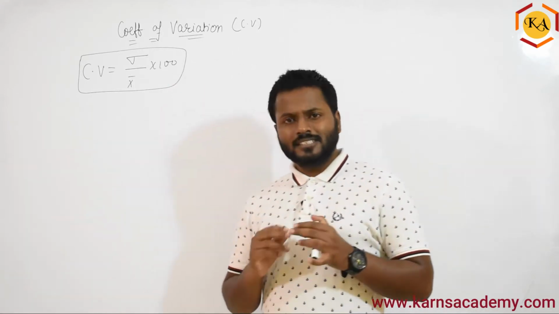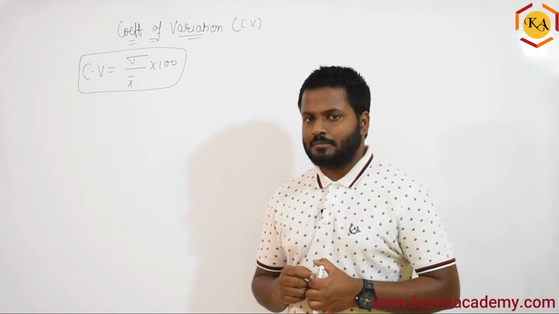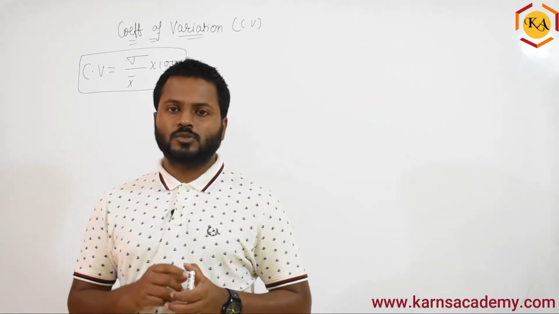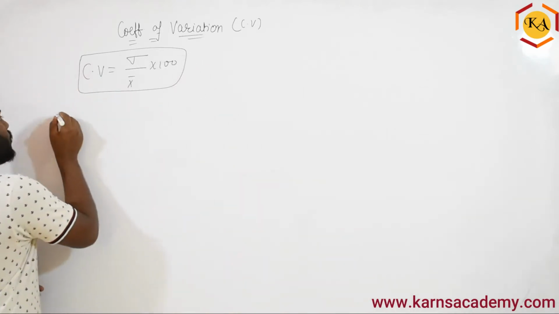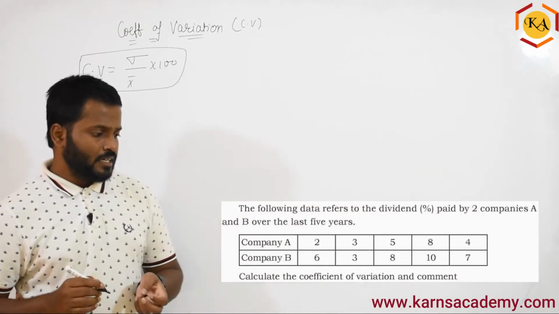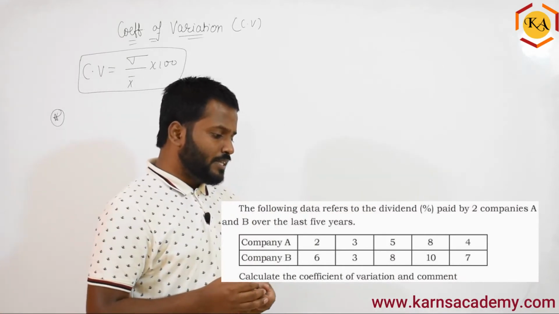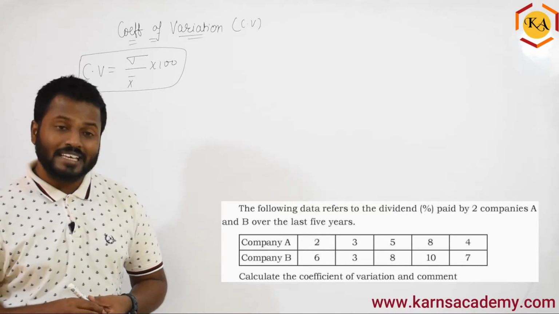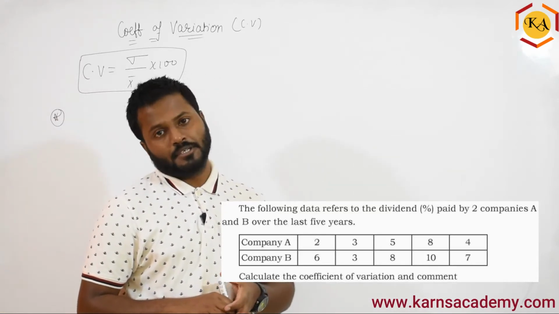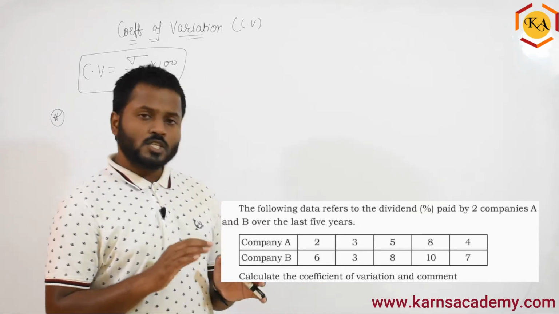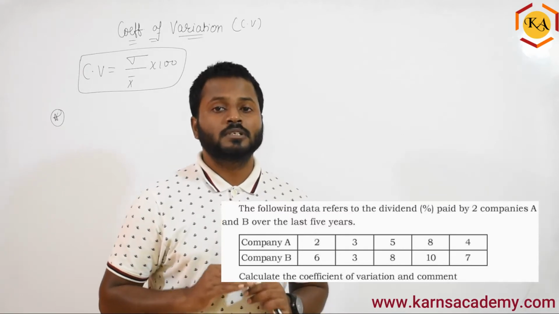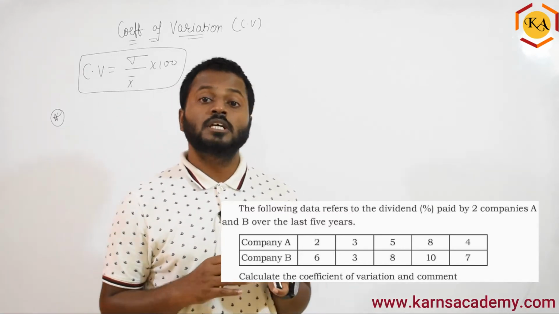Okay, so let's see one question and then maybe you will understand better. I'll do one based on ungrouped data and one based on grouped data so that you can understand. So let's take one question, displayed on your screen: the following data refer to the dividend percentage paid by the two companies A and B. Calculate the coefficient of variation and comment. Here they have not asked who is better or who is consistent, but still I will tell you, because in examinations most of the time they will ask who is better and who is more consistent.